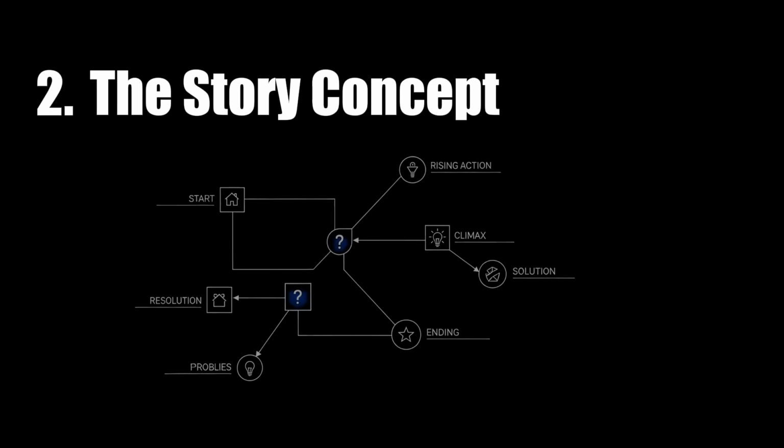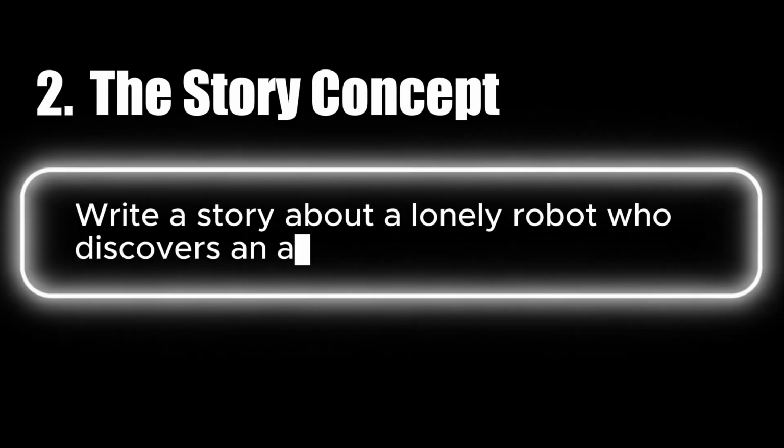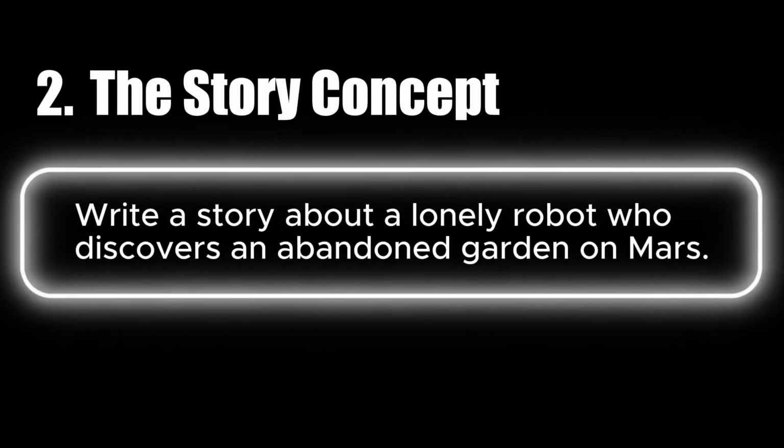2. The story concept. Next, define what the story is about. Give a clear premise or main idea. Example, write a story about a lonely robot who discovers an abandoned garden on Mars. Simple, visual, and specific.